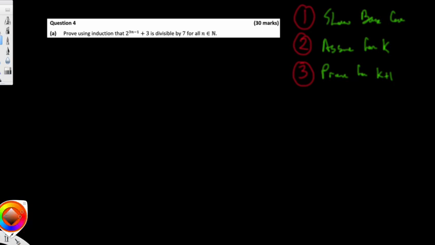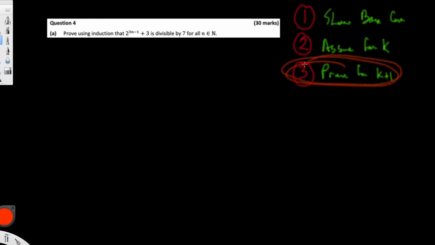Now, the first thing to note is that these 2 steps are always going to be easy and more or less the same in every example that you do. This is where the difference will come in. We're also going to call this assumption the induction hypothesis, and we're going to use this assumption somewhere in part 3. We're going to sub in the assumption from part 2 into it.